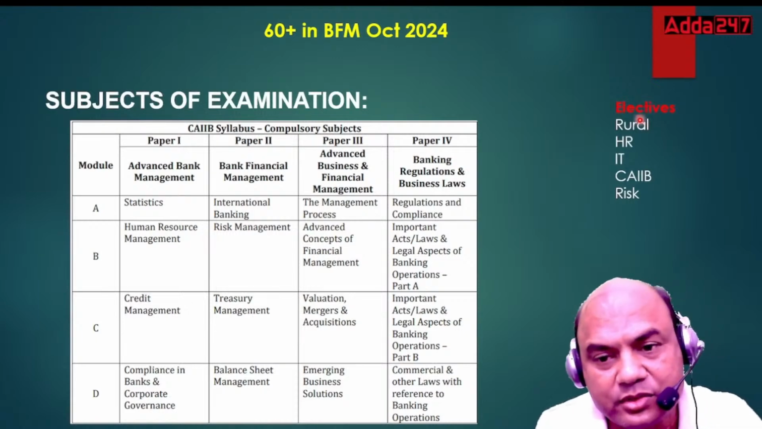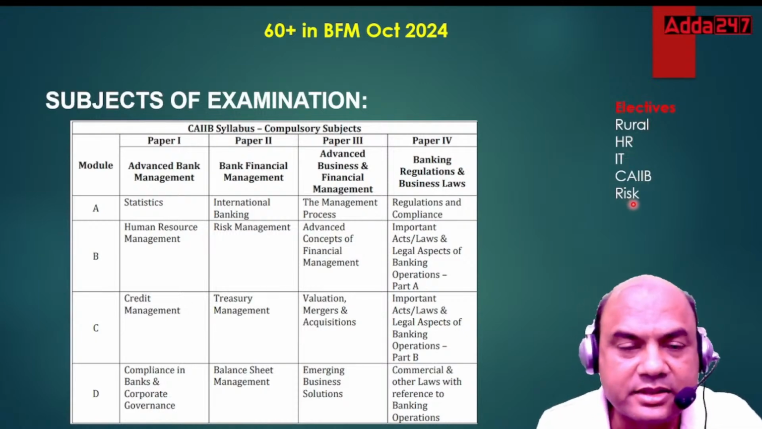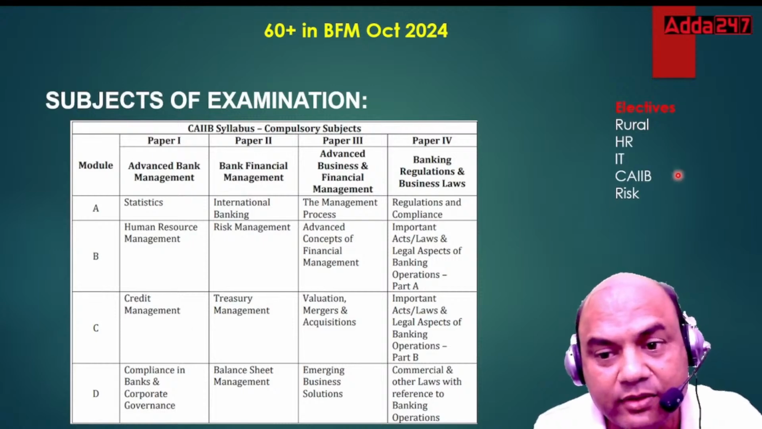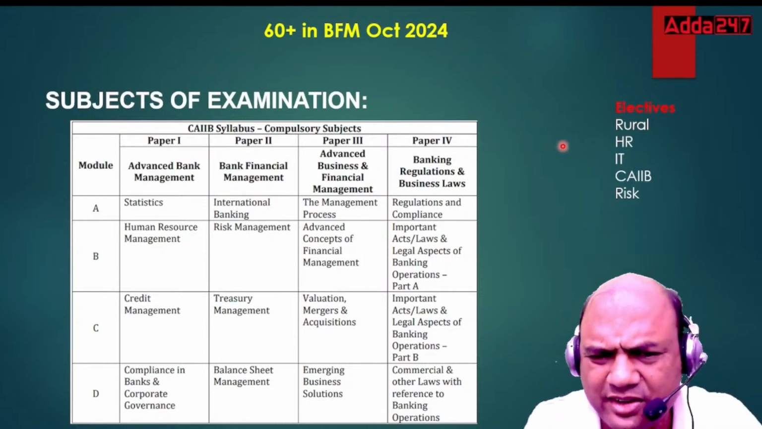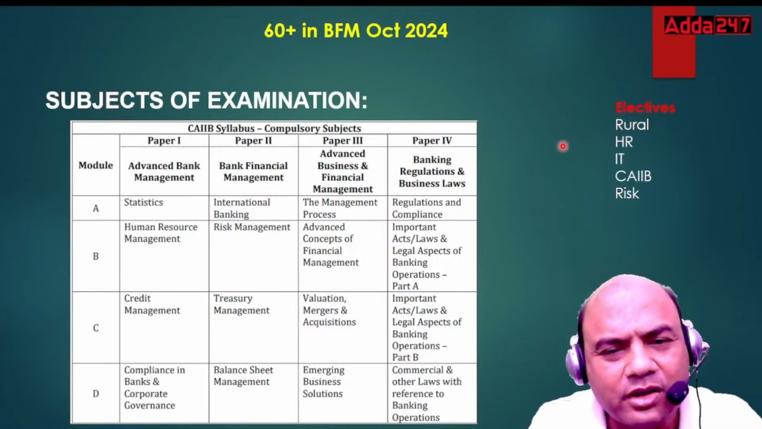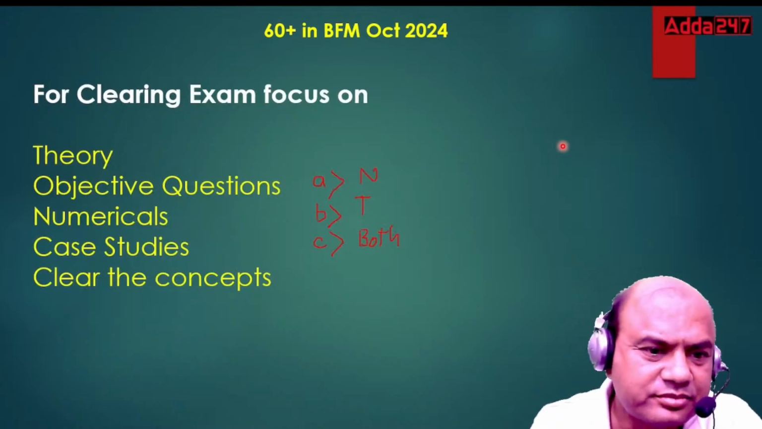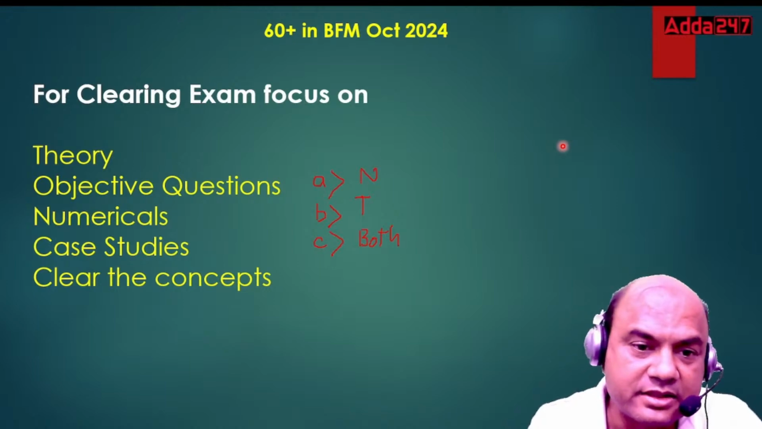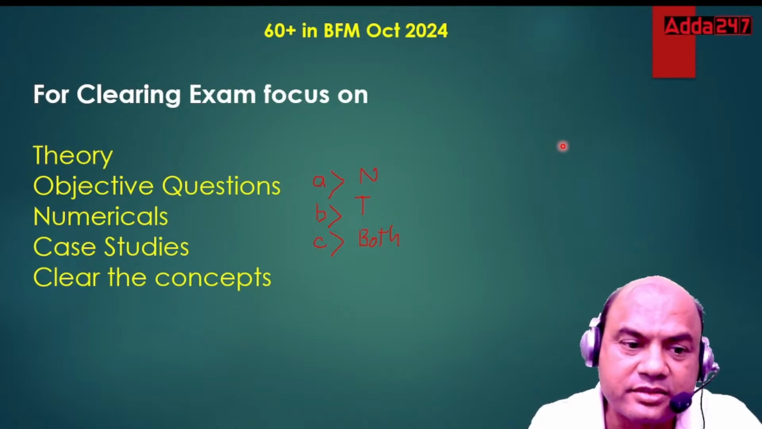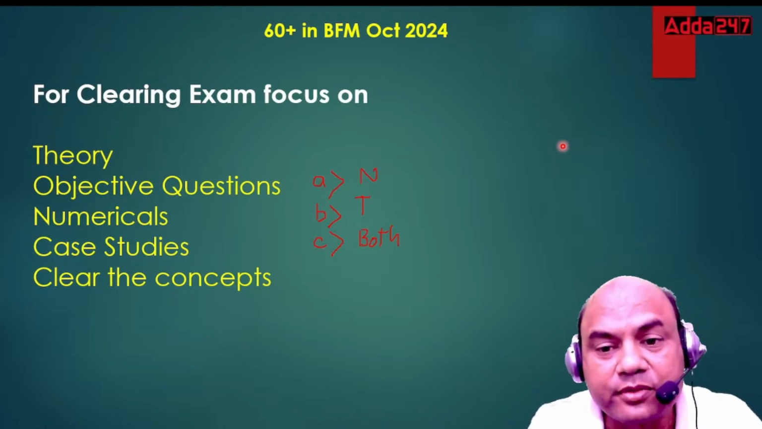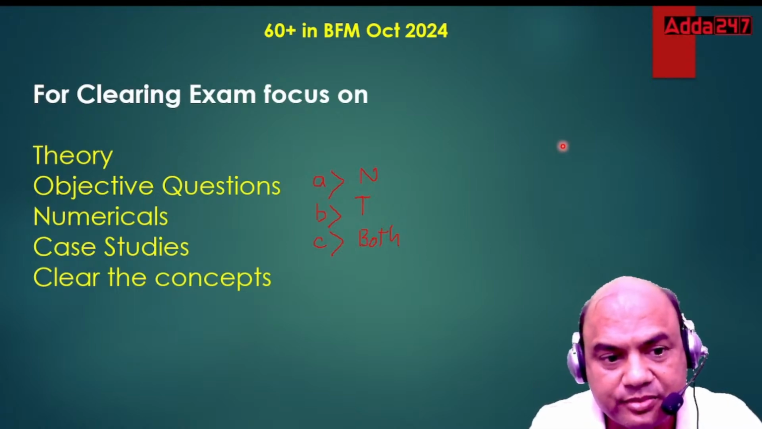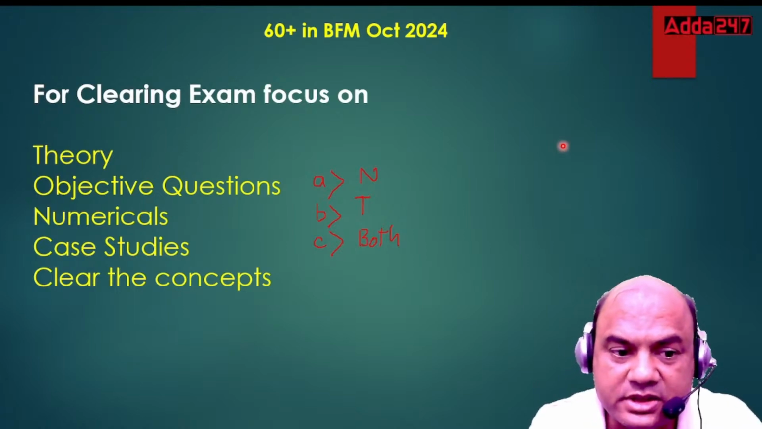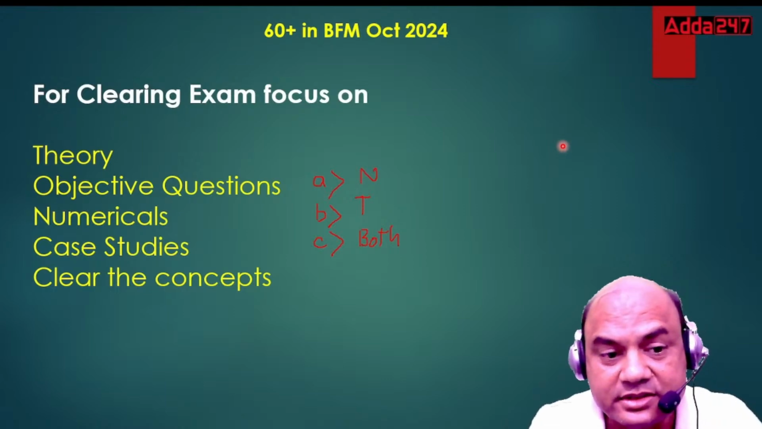Electives: 5 electives, rural, HR, IT, CAIIB, risk. You have to select any one of these. In fact, all these steps are gone now, you have already selected. For clearing the exam, what should be your strategy? The main strategy is to focus on the types of questions which are asked: theory, objective questions, numericals, case studies.